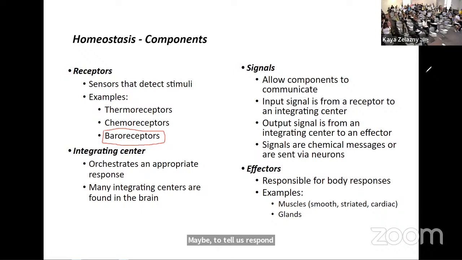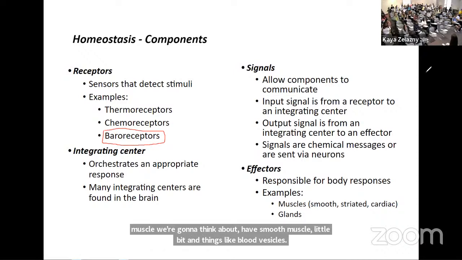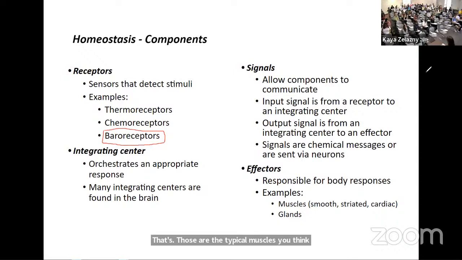Now, our effectors are out in the body and they're responsible for the direct change that we're going to make. So muscles, and we'll see that we actually have 3 types of muscle we're going to think about. We have smooth muscle, which is located in things like blood vessels. We have striated muscles. Those are the typical muscles you think about, like in your arms and legs. Cardiac muscle in the heart. And we'll also think sometimes about glands. And again, that will come up a lot when we talk about the endocrine system.